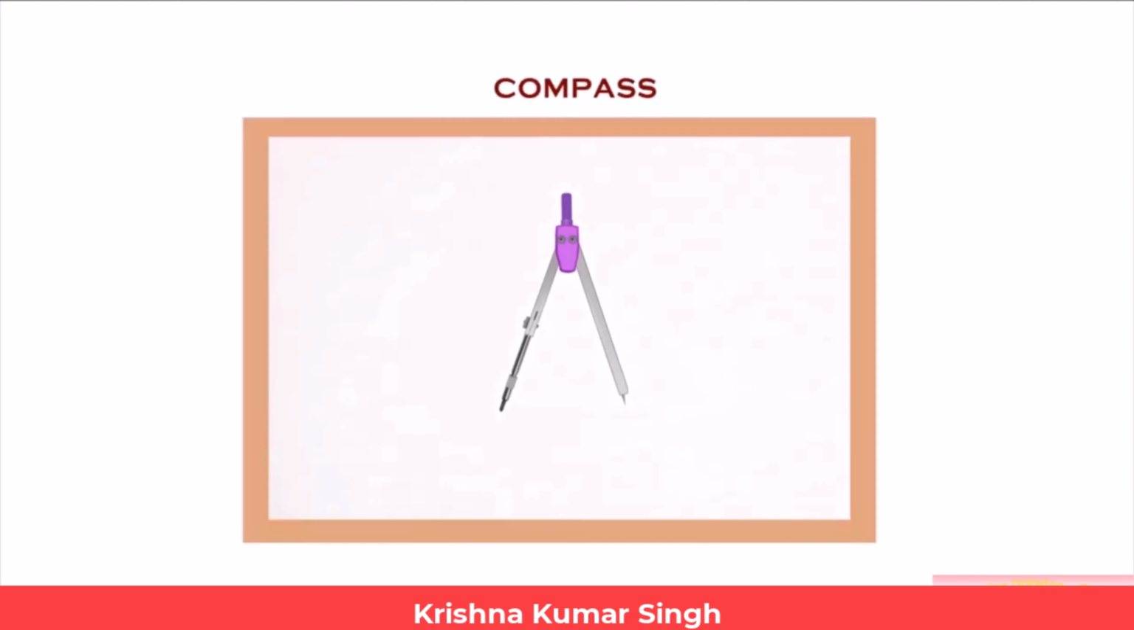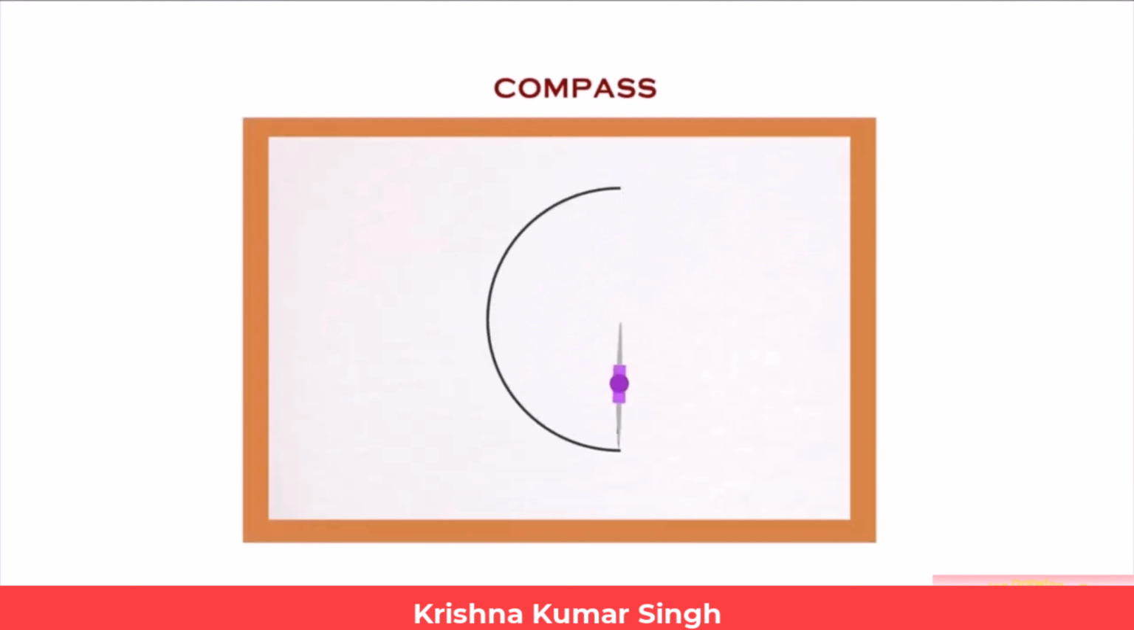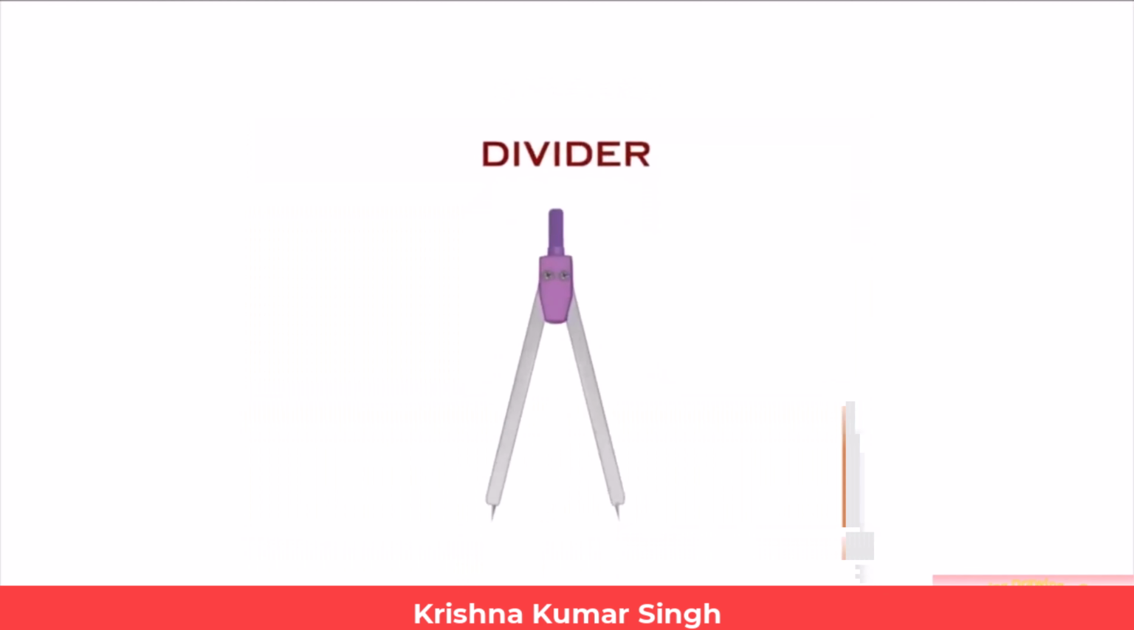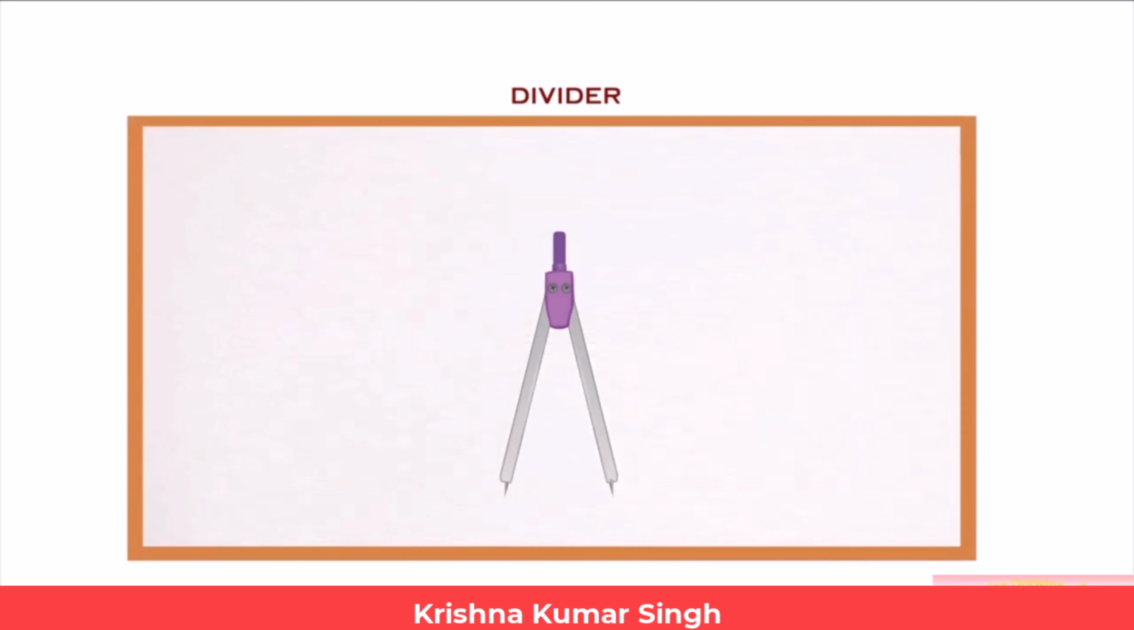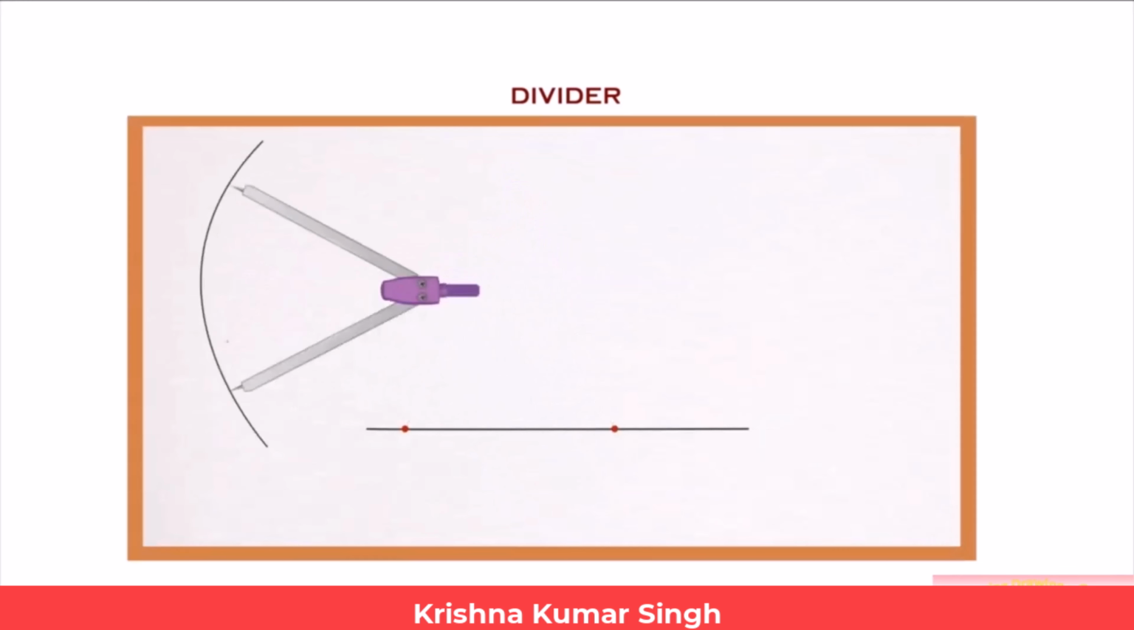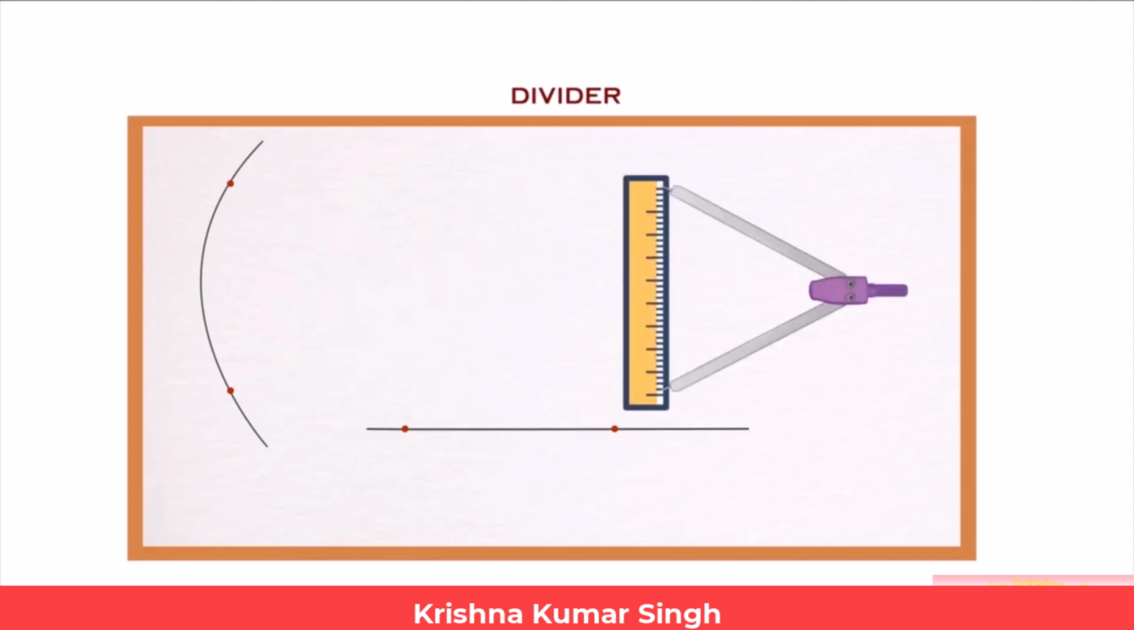Compass. Compass is used to draw an arc or circle with known dimensions on engineering drawing. Divider. The divider looks like a compass, but the difference is the two legs of the divider are provided with needles. This is used to divide a line or curve into equal parts. It is also used to check the measurements.